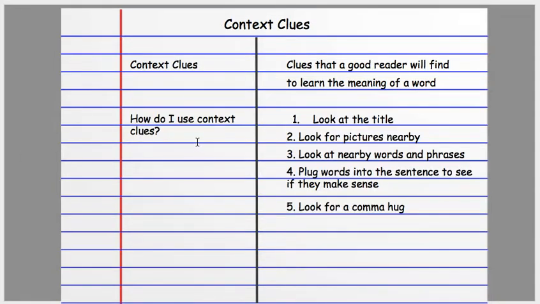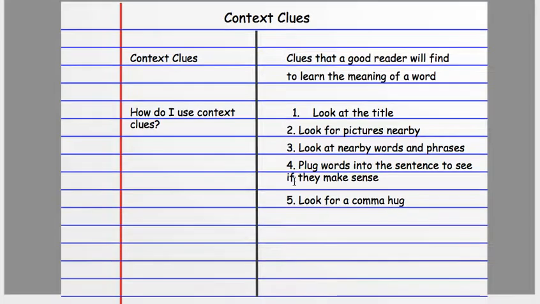How do you use context clues, though? First, you look for the title. That'll help you out usually. Then you look for pictures nearby. Sometimes the pictures will give you hints about what's going on if you're lost. Look at nearby words and phrases to help you find some clues about what was going to happen. Like in that video, he said, "I'm not going to help you clean up that mess." So he should have known that rupture means explode.